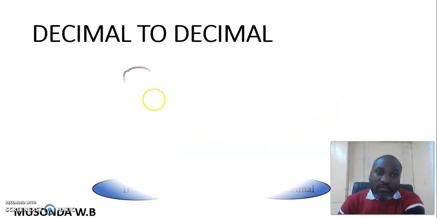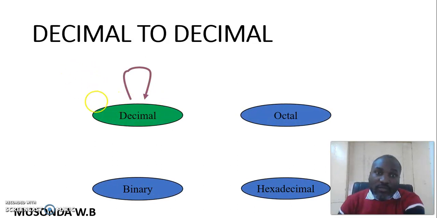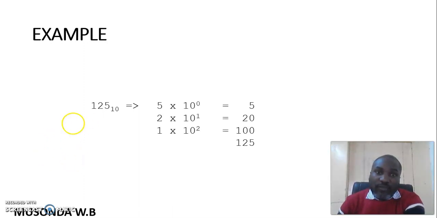Now, converting from decimal to decimal, as we have seen here, we're going to use this example. This is just for fun. We're going to have a number here, 125 in base 10, and if we want to convert it to decimal, we're simply going to be multiplying it by the base. Now, the base will have its power according to the position of that figure in the number.